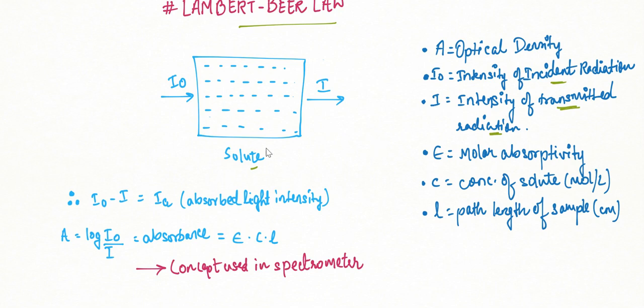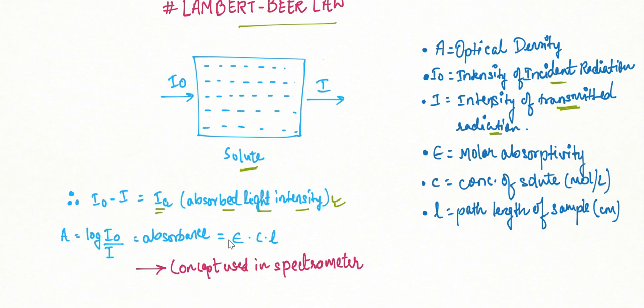All right, so basically what we see is that some of the light will be absorbed by the solute. And what is that? That can be represented by IA, which is equal to I0 minus I, the absorbed light intensity. This can also be represented as A is equal to log I0 divided by I, and it is also called absorbance.